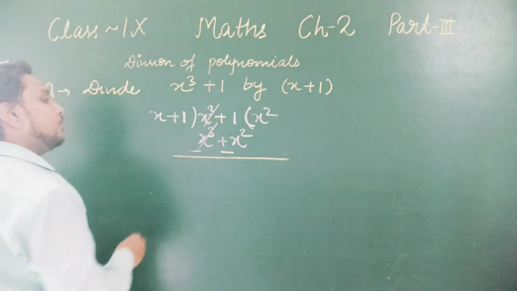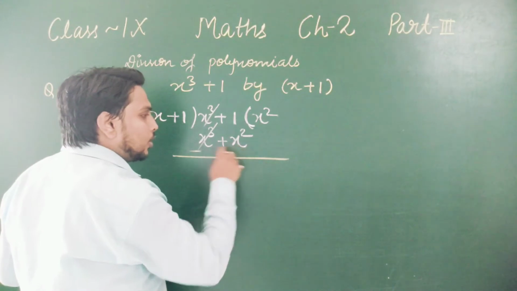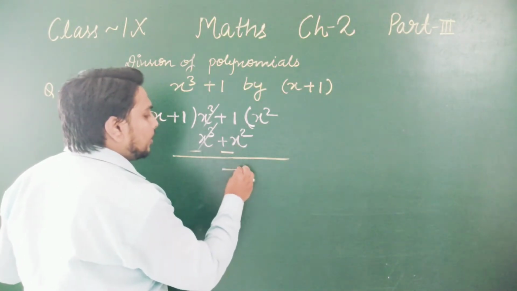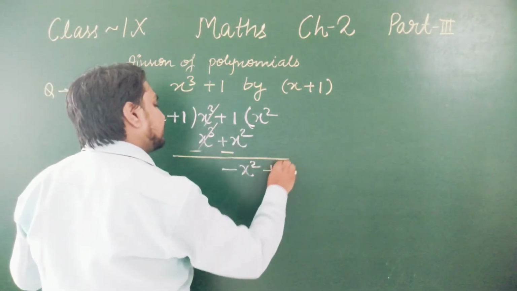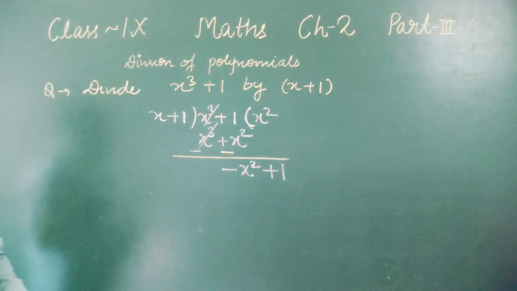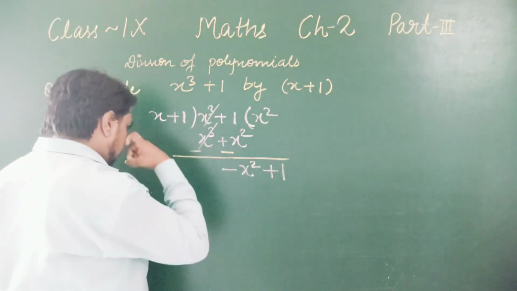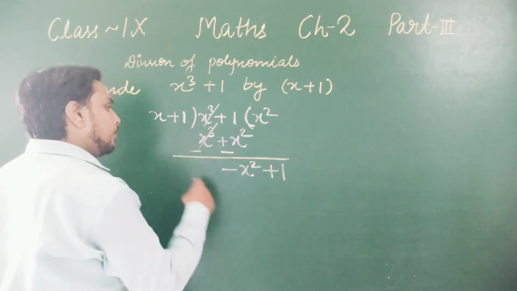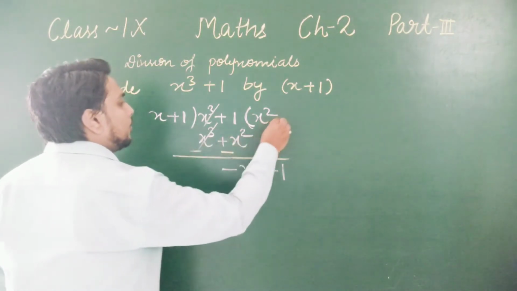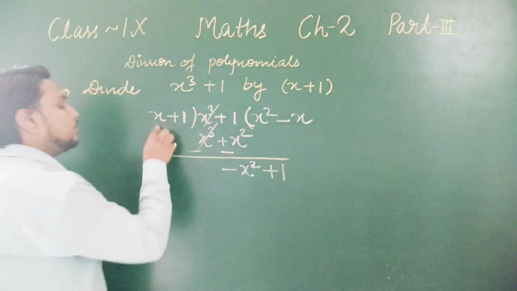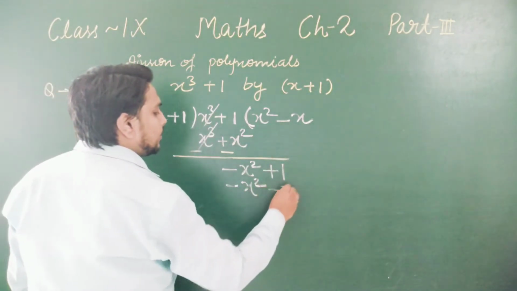This x cube and x cube will be cancelled out. Then here it is 1 and here it is minus x square. So firstly we will write minus x square with this sign and plus 1. Now here it is x, here it is minus x square. By what expression should we multiply it so that it becomes minus x square? So we will multiply it by minus x. Minus x into x, that is minus x square. Minus x into plus 1, that is minus x.